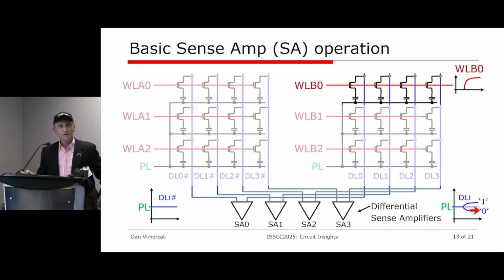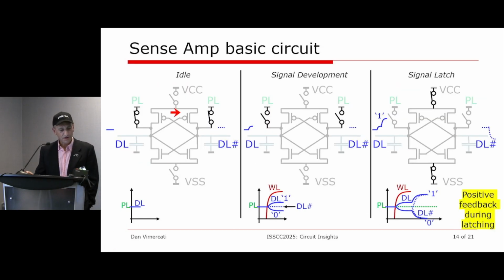And at this point, your sense amplifier has to do something. It has to detect this small signal and amplify it to the rail in order to provide a 1 or a 0. Okay, so this is how a basic sense amp works in DRAM.